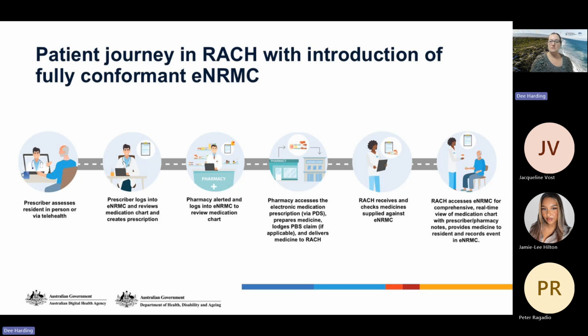Then the nurse at the residential home will receive that medication, and then they'll jump into the eNRMC to make sure that it compares with what they physically received, and then also be able to compare it against the original GP order, which is the prescription. Then this can be administered and recorded against the patient within the eNRMC. So it's kind of like a one-stop shop. Everything you need is there.